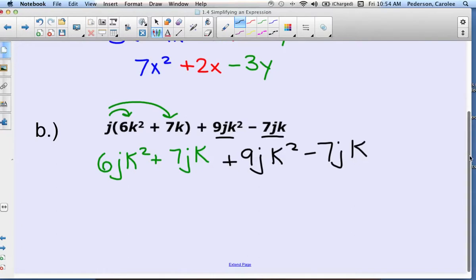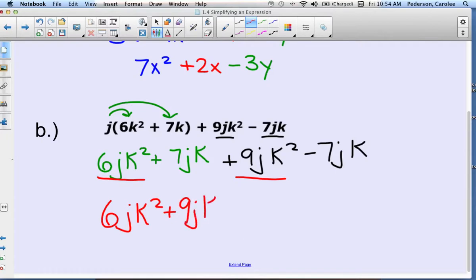After we've distributed that j through to the parentheses in the green, let's look for like terms. Well, I have like terms with this 6jk squared and this 9jk squared. So 6jk squared plus 9jk squared. Notice they have the same variable j and the same variable k squared. Then I have another pair of like terms, plus 7jk, and then minus 7jk.